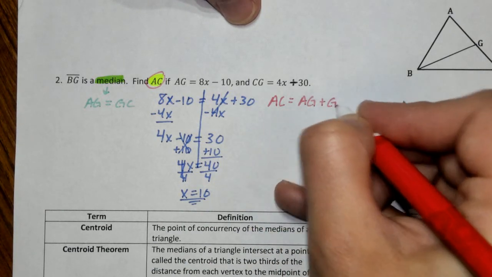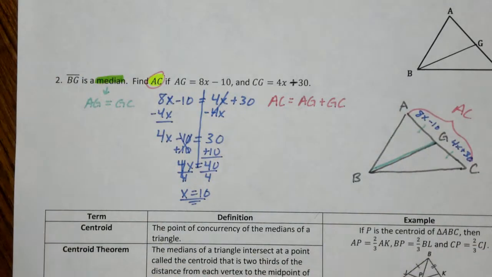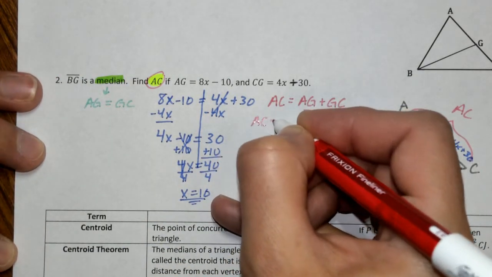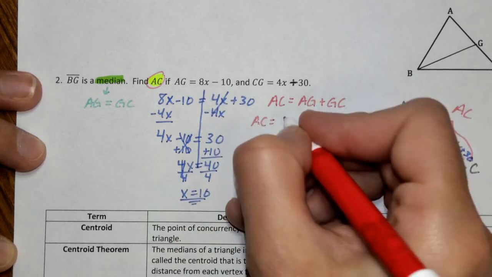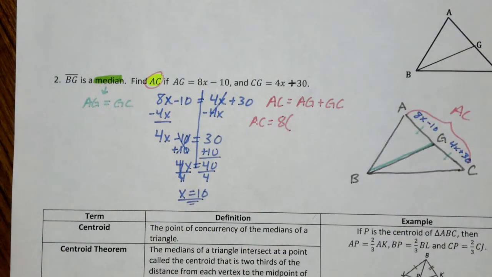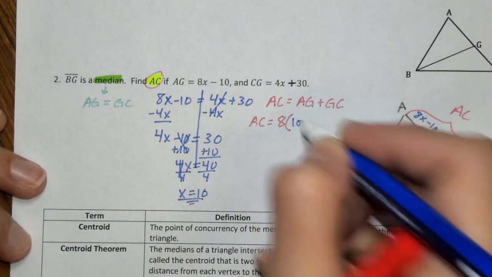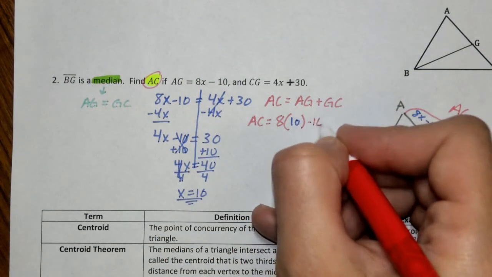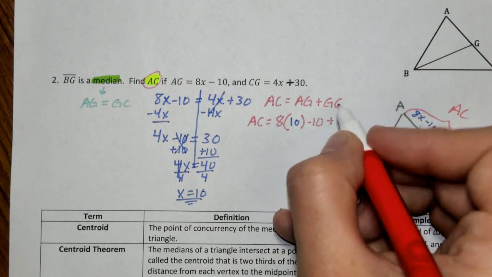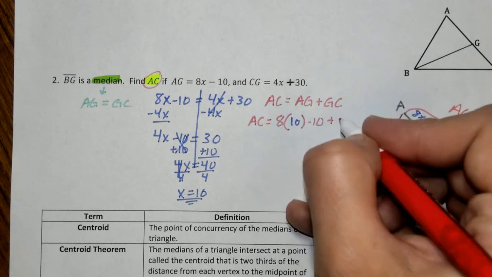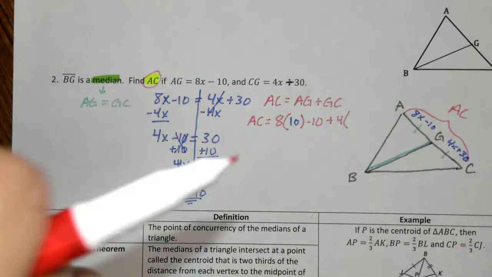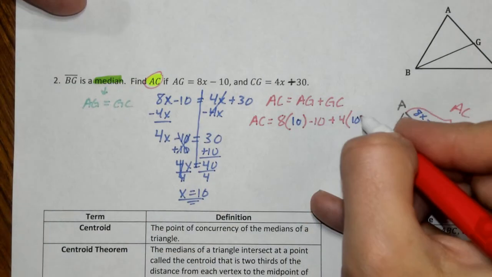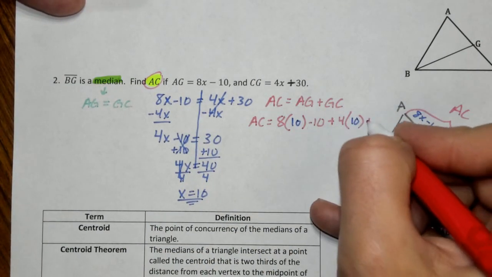So it's the exact same thing we did in example one. We just have different numbers, like Ms. Biggs said in the video. So now we'll go ahead and substitute in. AC is going to equal what AG was, 8 times, and I'm going to plug in what I got for x, which was 10, and I have the minus 10. Then we're going to have to add GC, which was 4x, substituting in 10 for that x. That's what we found, and we end it with the plus 30.